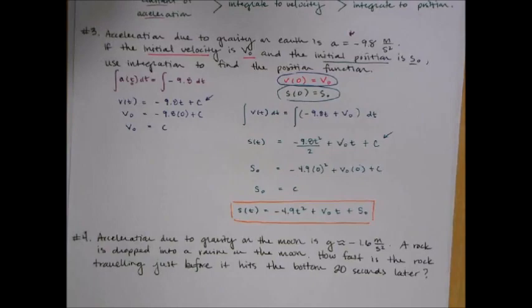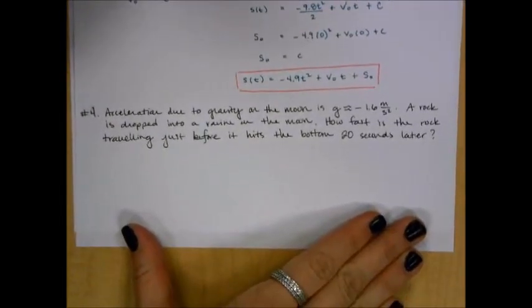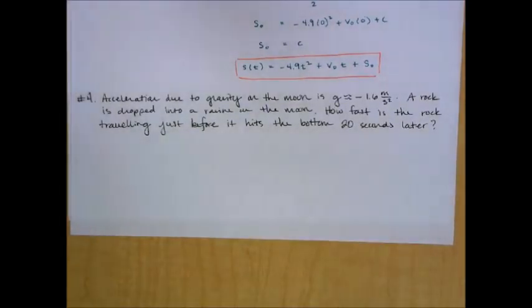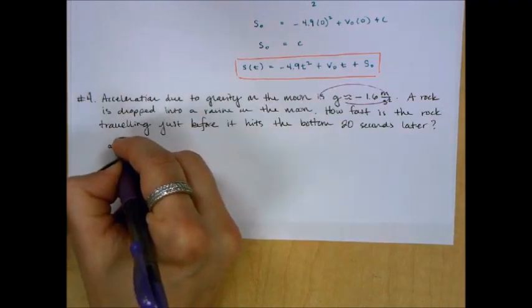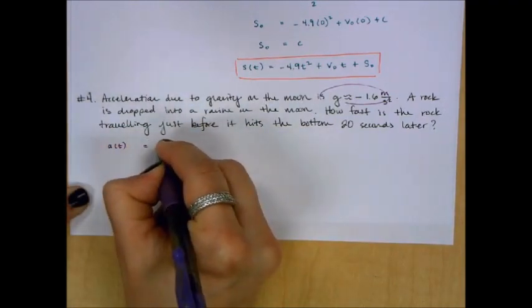Acceleration due to gravity on the moon is negative 1.6 meters per second squared. A rock is dropped into a ravine on the moon. How fast is the rock traveling just before it hits the bottom 20 seconds later? So we are starting with our acceleration value. And we can call it g of t, or if you prefer, you can call it a of t again. So we'll start with that. And we're going to want to integrate this with respect to time.